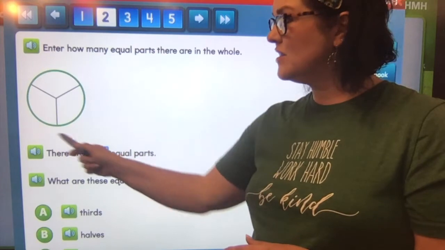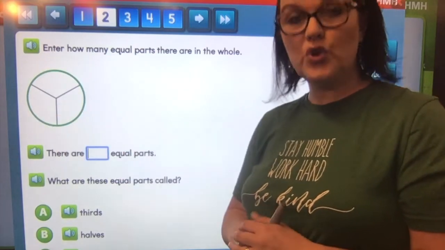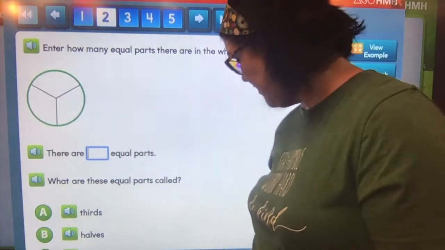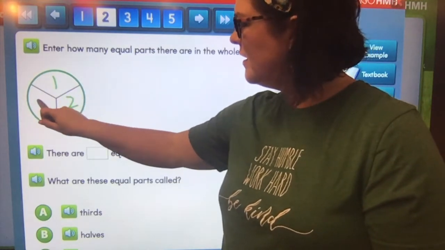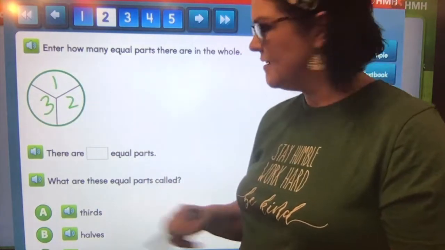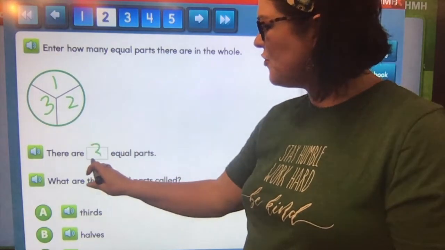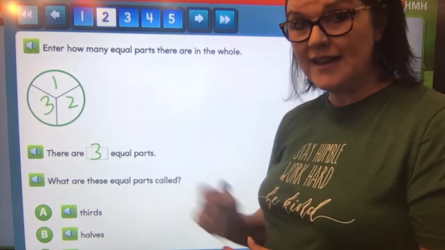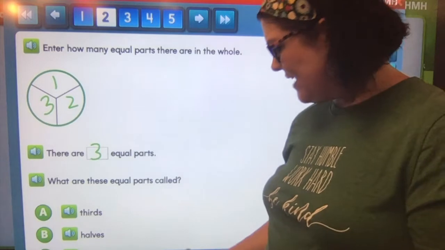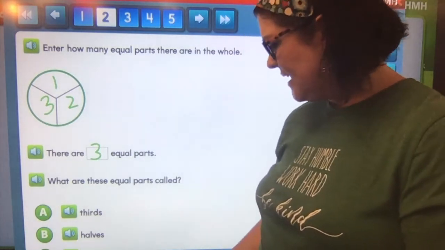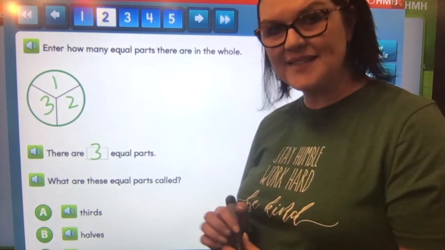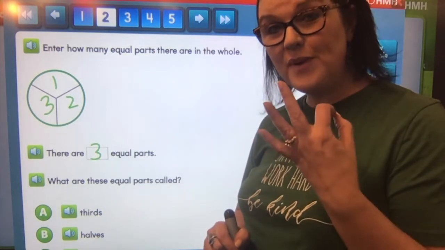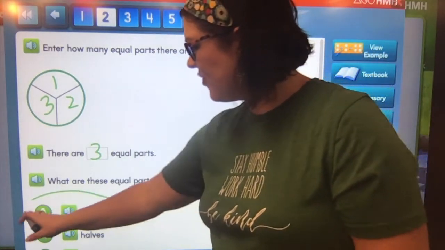How many parts are in this whole circle? There are 1, 2, 3 parts. So we would say there are 3 equal parts in the circle. And what does that tell us? Does it tell us that it is thirds or halves? Well, when we have anything with 3, it is thirds.